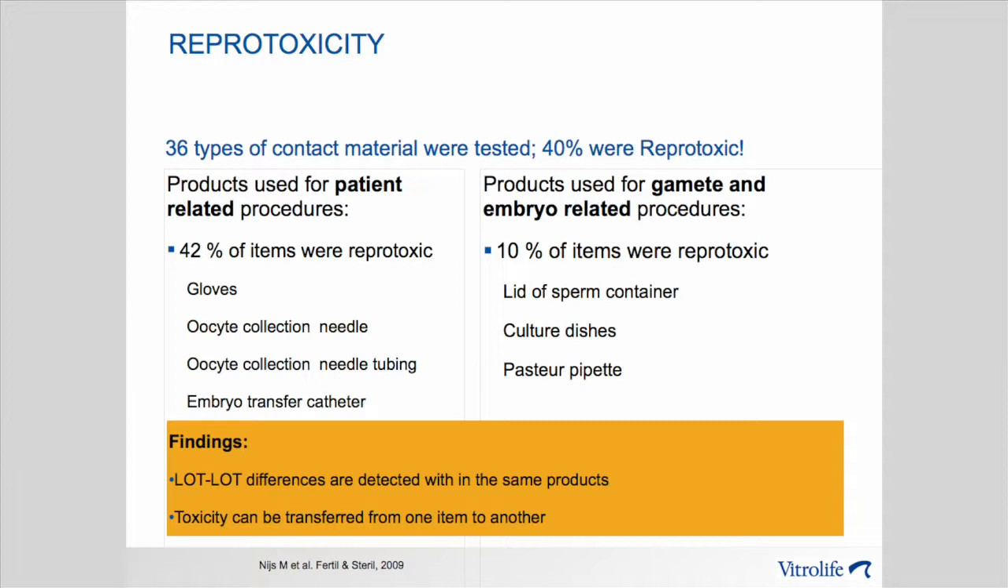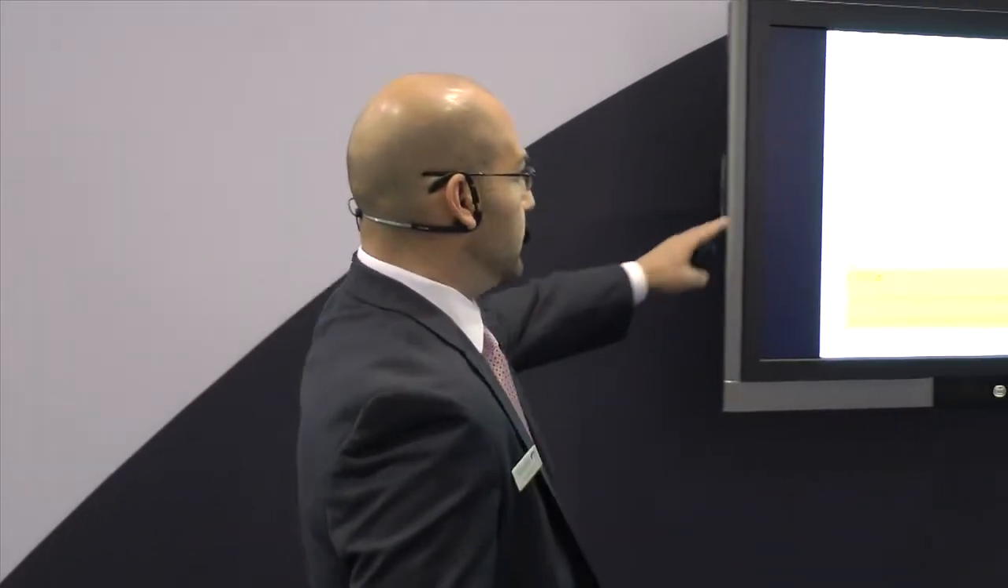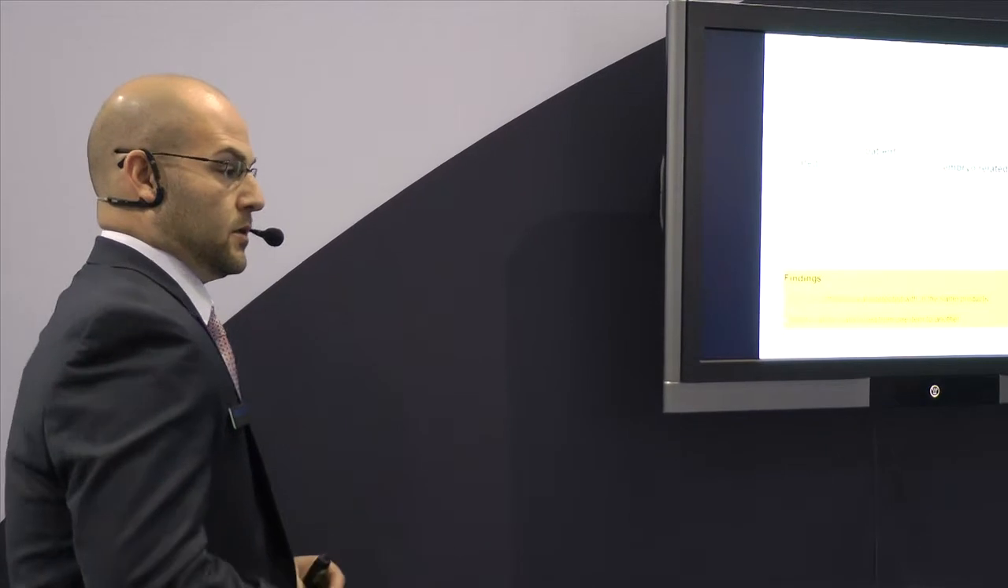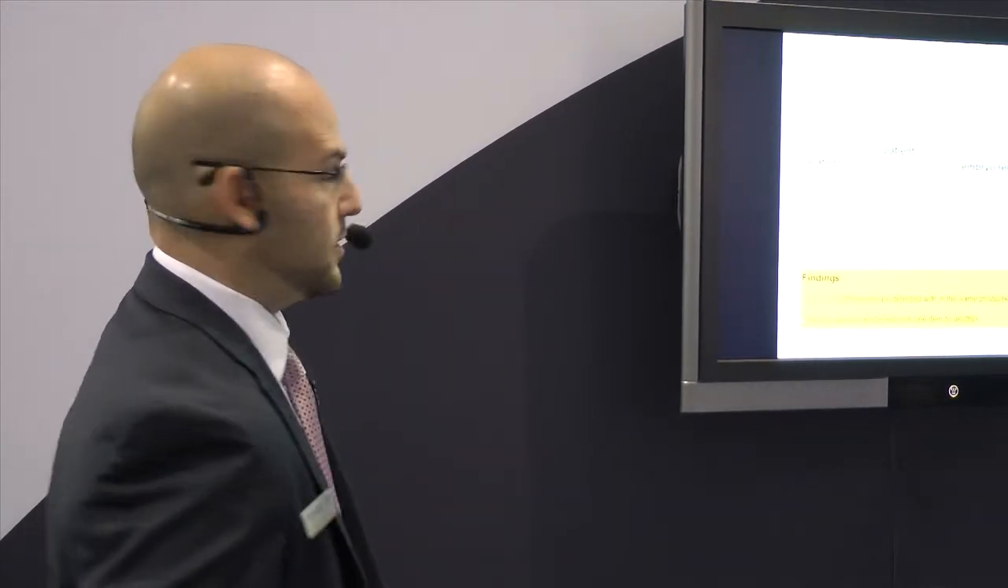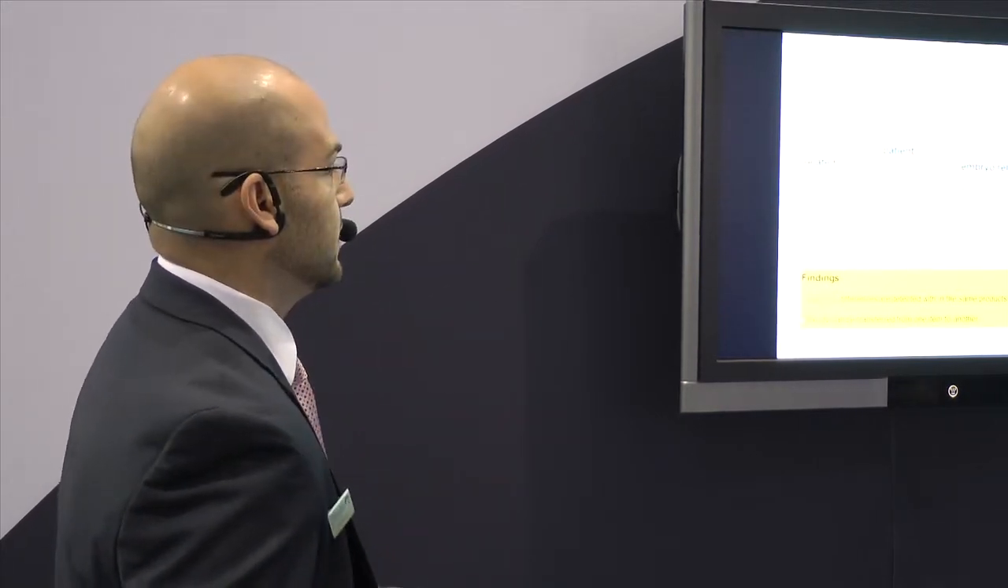42% of those products used for patient-related procedures were seen to be toxic. Now, simplifying that down, we see gloves, oocyte collection needles, the tubing, and embryo transfer catheters. That's a little bit concerning because embryos are coming in contact with this material, and it's clearly clear by this data that there is a negative effect.